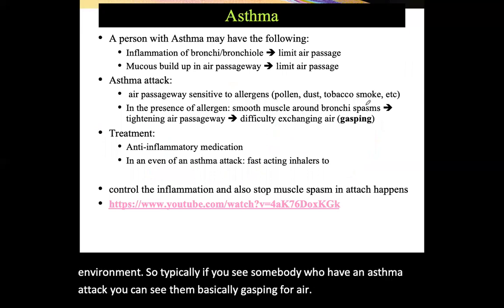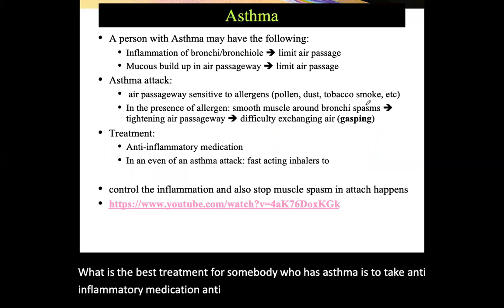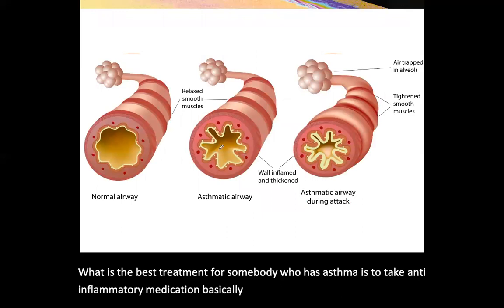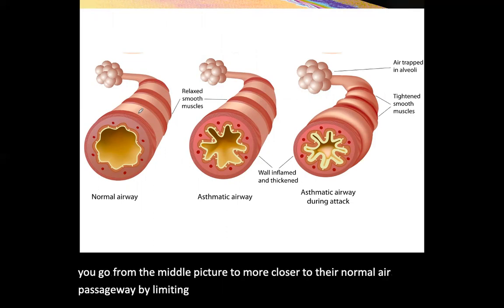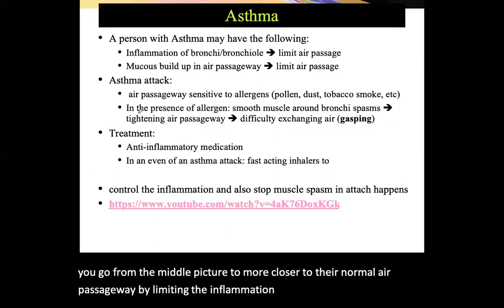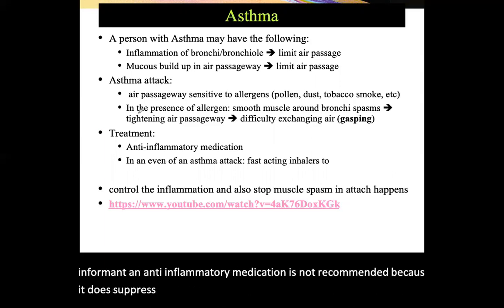What is the best treatment for somebody who has asthma? Is to take anti-inflammatory medication. Anti-inflammatory medication basically helps you go from the middle picture to closer to the normal air passageway by limiting the inflammation. However, in the long term, the anti-inflammatory medication is not recommended because it does suppress your immune system.